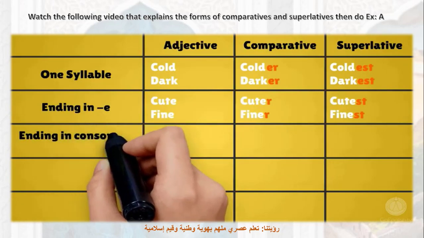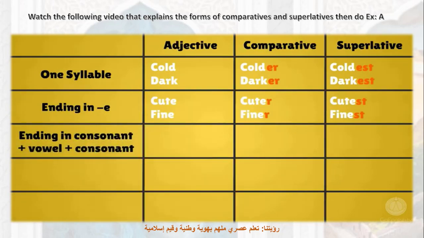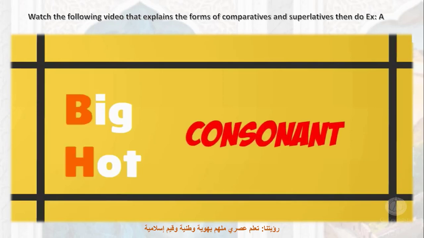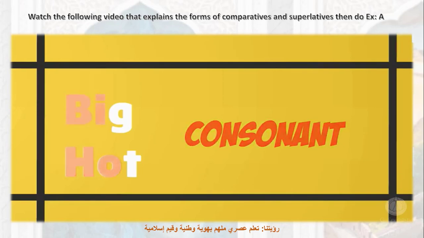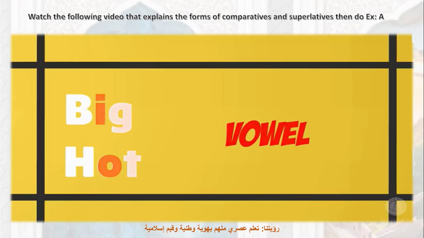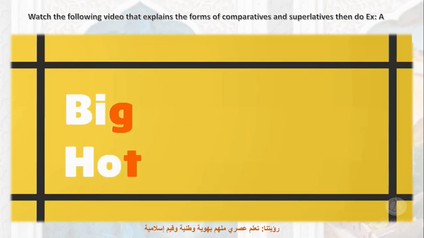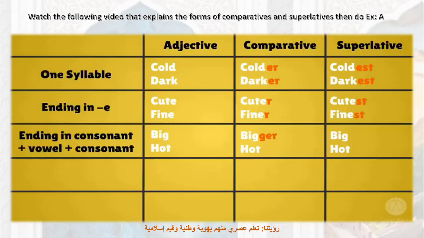Adjectives ending in consonant plus vowel plus consonant: big, hot. Consonant, vowel, consonant. Bigger, hotter, biggest, hottest.